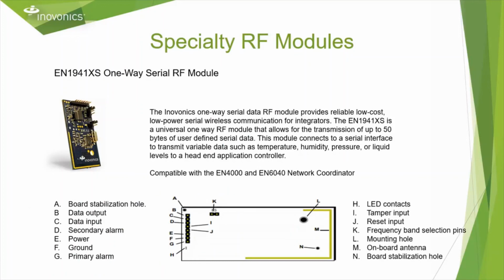The Inovonics one-way serial data RF module provides reliable, low-cost, low-power serial wireless communication for integrators. The EN1941XS is a universal one-way RF module that allows for the transmission of up to 50 bytes of user-defined serial data. This module connects to a serial interface to transmit variable data such as temperature, humidity, pressure, or liquid levels to a head-end application controller, and is compatible with the EN4000 and EN6040 network coordinator.